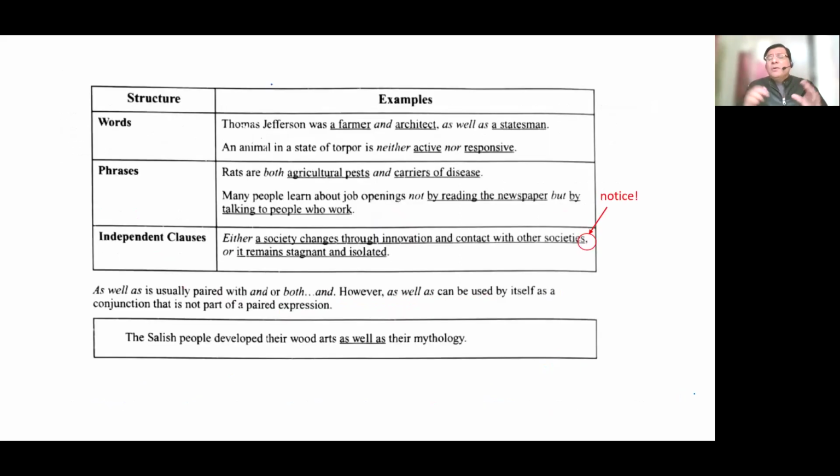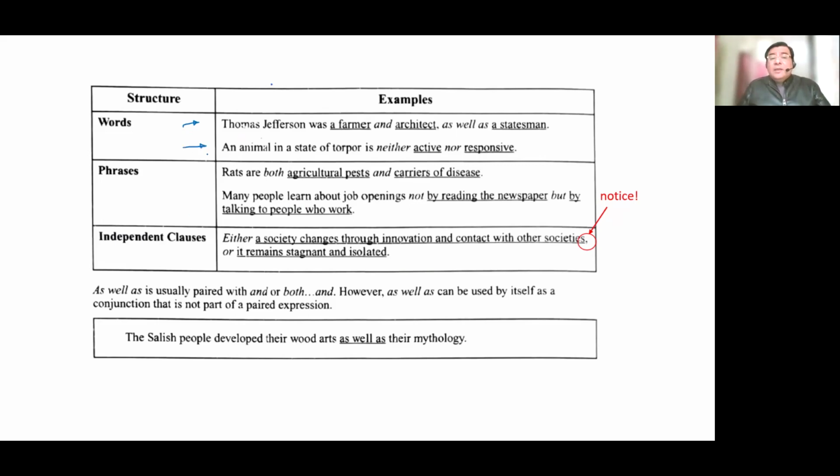Let's go over more examples. If you use correlative conjunctions to connect words, you could have, for example, this. Thomas Jefferson was a farmer and architect, as well as a statesman. So we have this structure, X and Y, as well as Z. Notice that you need to place a comma before as well as.